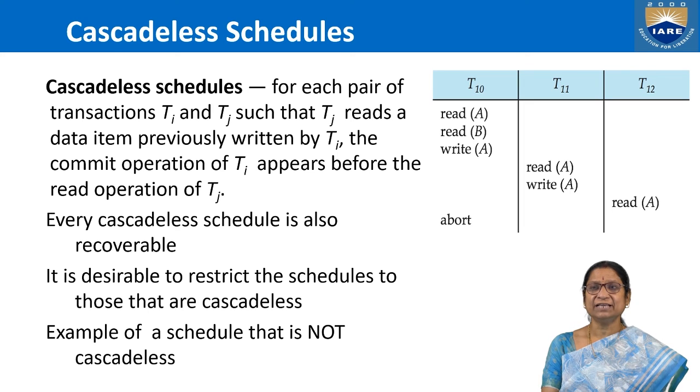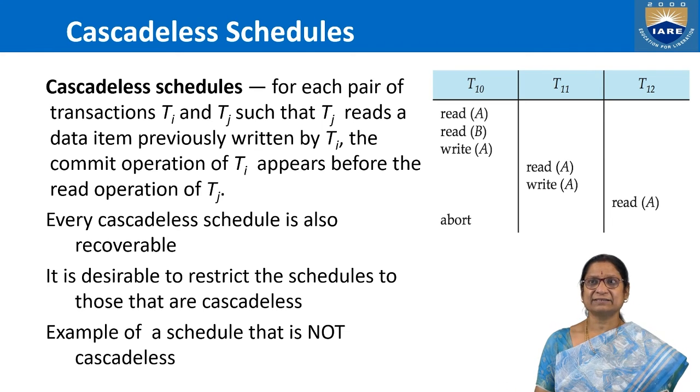So T10 is writing and that is used by T11. T10 commit is earlier than T11 commit, which means it is a recoverable schedule. So every cascadeless schedule is a recoverable schedule actually. So it is desirable to restrict the schedules to those that are cascadeless. Then cascading rollbacks can be avoided, so the time taken for concurrent transaction processing can be reduced. This example was not a cascadeless schedule here because no commit was used.